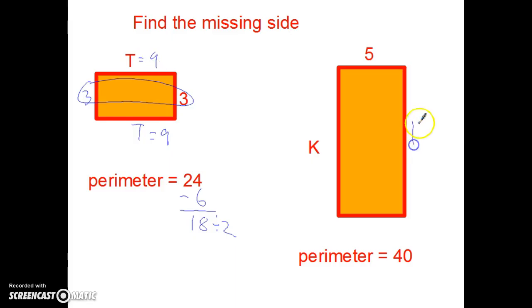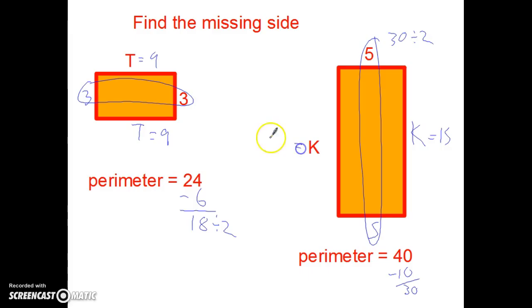Over here, this side's going to be K. This is also going to be a 5. 5 plus 5 is 10. 40 minus 10 is 30. And then 30 divided by 2 is going to give me 15s for these.